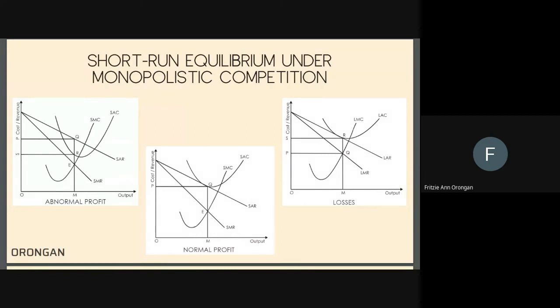At OM output level, the price is OP, but the unit cost, that is the average cost, is OS. Therefore, the firm is getting PS or QR amount of loss. OPQM is the total revenue and OSRM is the total cost. So the PQRS is the total amount of loss. Next slide, please.